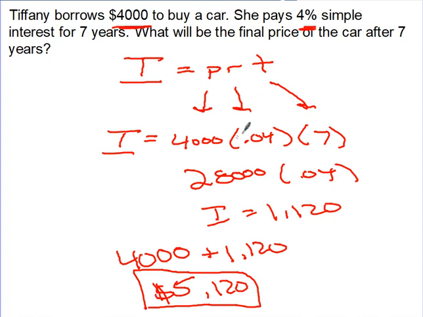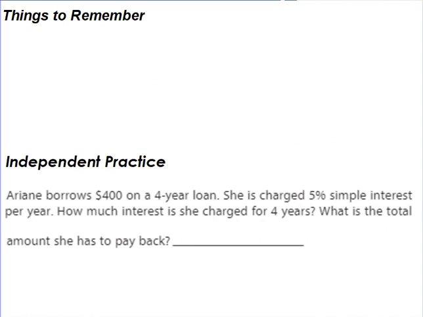So it's just plugging things into the formula and then doing the multiplication. And then remember, we always have to add it up. If it asks for the total price or the final price or the total amount in the account or anything like that, we have to add them up at the end. If it just asks us for how much interest was paid, then we would stop right here. And that's it. So the big thing to remember is I equals PRT, and what each piece of the formula means. So you should write all of those in. And then here's your independent practice to give it a shot and show what you know.